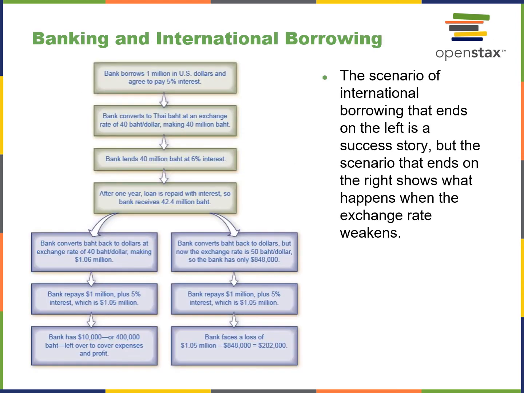Banking and international borrowing. So banks will borrow $1 million and agree to pay a 5% interest. So this is basically a chart. This is a scenario of borrowing: the one on the left is a successful story, but the one on the right shows what happens when the exchange rate weakens. So it's comparative. You might want to take a look at this chart, understand it for the test.